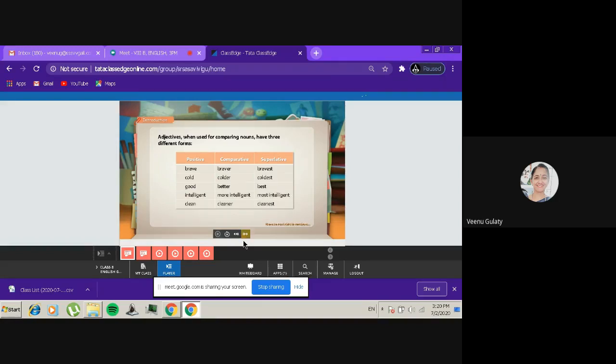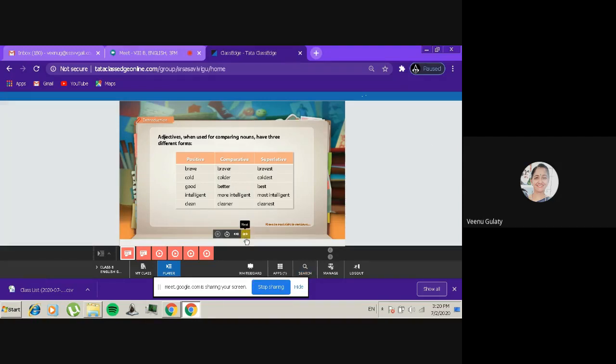Anyone who can read this? Pooja? Yes, ma'am. Read brave first, then the comparative, then superlative. Brave, braver, bravest. Cool, cooler, coolest. Good, better, best. Intelligent, more intelligent, most intelligent. Clean, cleaner, cleanest. Yes, good.